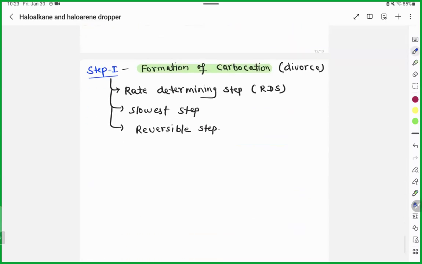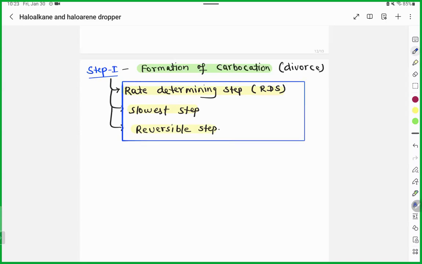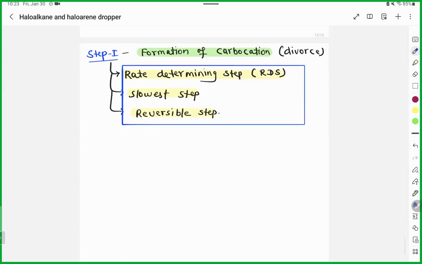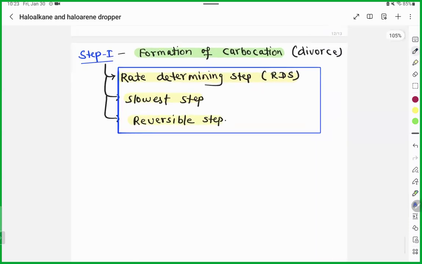Okay, but all these points are extremely important for NEET and JEE also. I will show in the JEE question. It's very popular. Each and every point written here is extremely important. What is the rate determining step, slow step, and reversible step? Got it? So what happened here? You start with the tertiary because tertiary is more reactive.